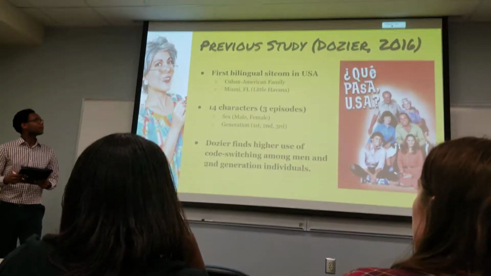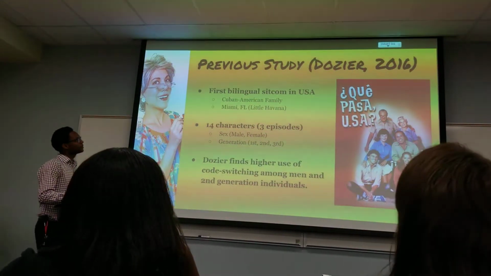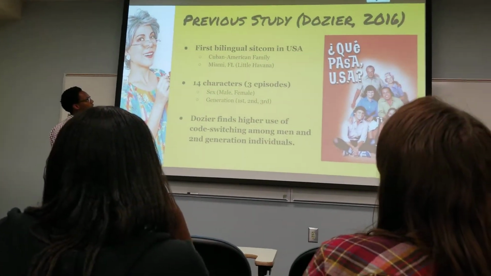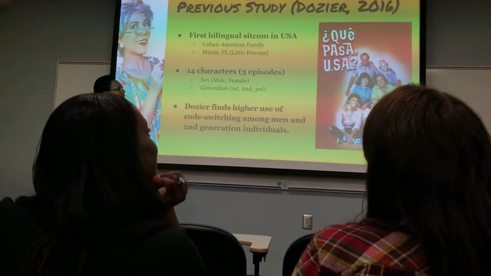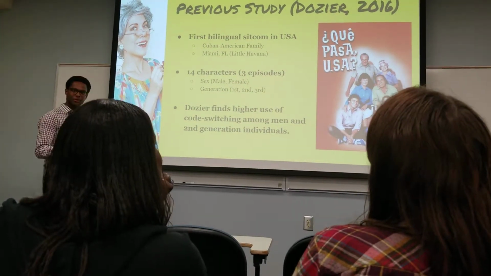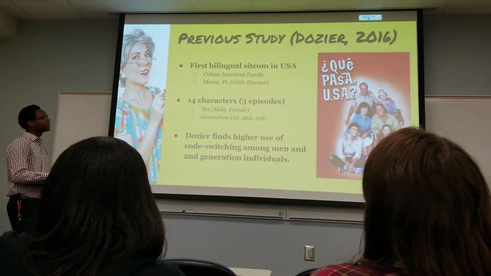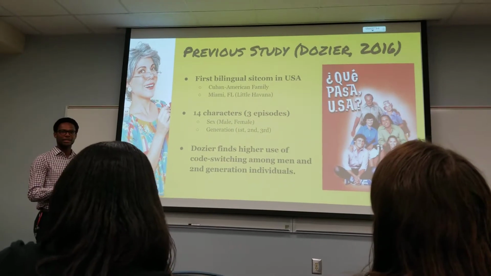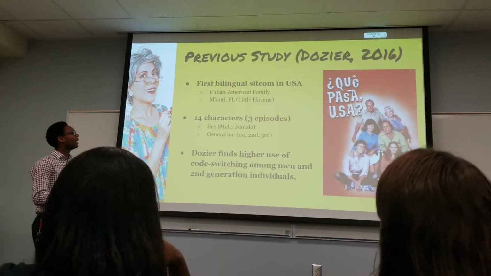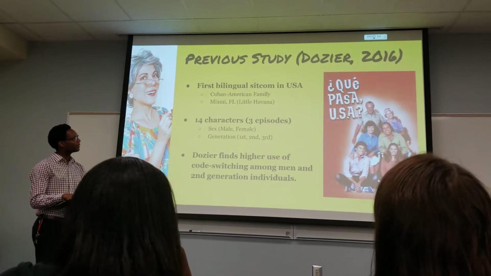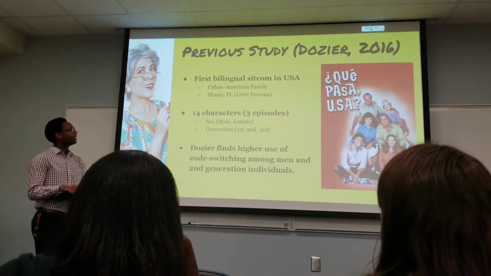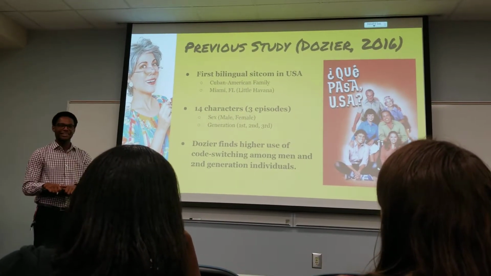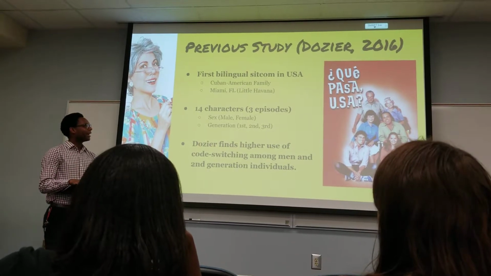Okay, so in the Dozier study, she analyzed this sitcom called ¿Qué pasa USA? What's happening, or What's up USA? And it's the first bilingual sitcom to air in the United States. I think it was back in the 1970s. And it's basically about a Cuban-American family that immigrated from Cuba. And they live in Miami, Florida, in the Little Havana neighborhood.